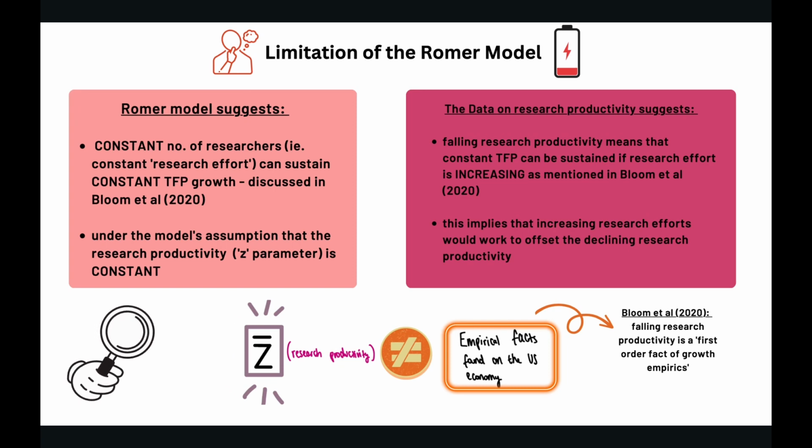research productivity. This has led economists such as Charles Jones to argue that the Romer model's assumption of a constant research productivity parameter runs counter to empirical evidence found on the US economy. As the Romer model seeks to apply to the US economy, this remains a valid limitation of the model.